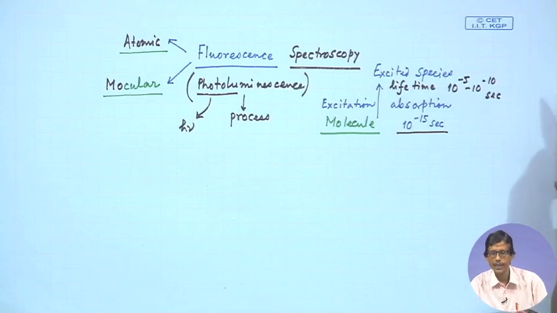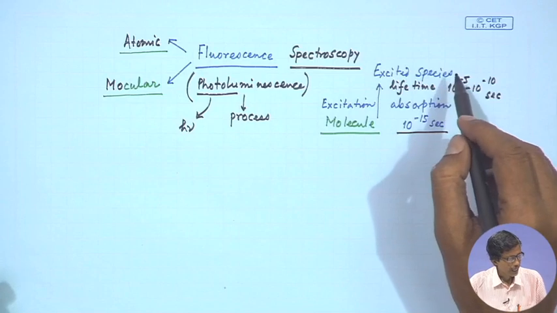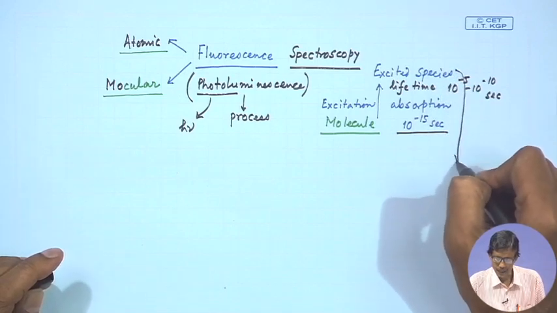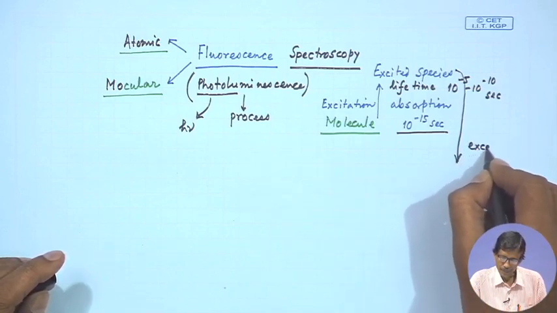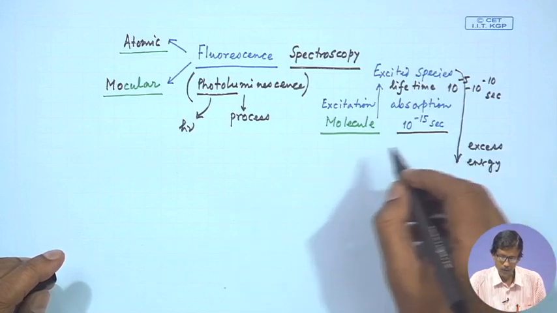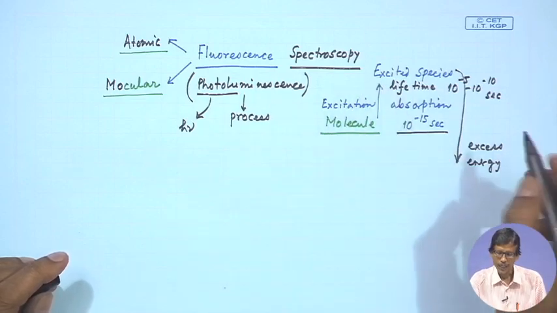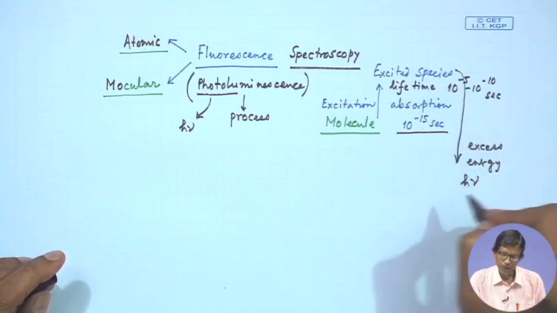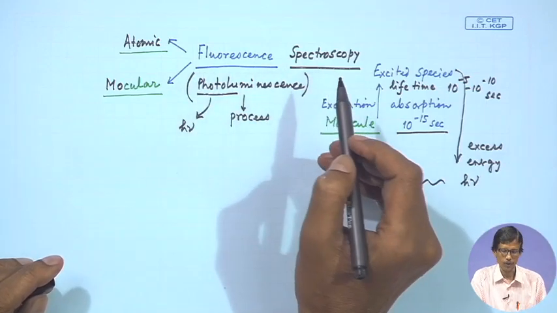So, what happens basically is that after excitation the species is there, then it relaxes. This relaxation we can monitor, where the excess energy due to the promotion from the ground level, the E1 level, to the excited E2 level will be emitted, and that emission we basically monitor or measure by this particular spectroscopy.